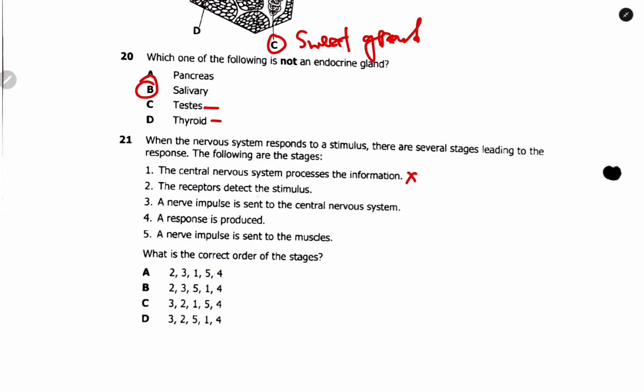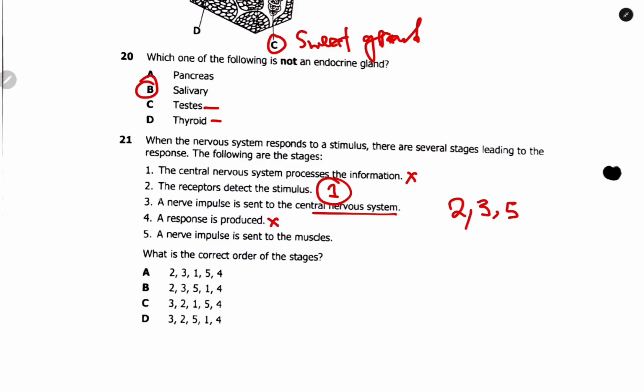2, the receptor detects the stimulus. Yes, the first thing is the receptor detecting the stimulus. So the first part is 2. 3, a nerve impulse is sent to the central nervous system. Is it sent to the central nervous system? Yes, through the sensory nerve. So we go for 3. Then the response is produced. Is the response produced from the central nervous system? No, there have to be the effectors. So the next part has to be the muscles. So the nerve impulse is sent to the muscles, which is now 5.